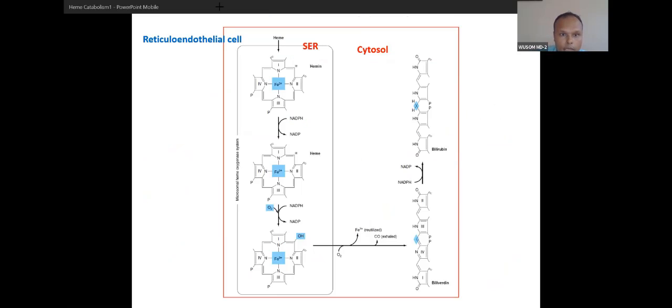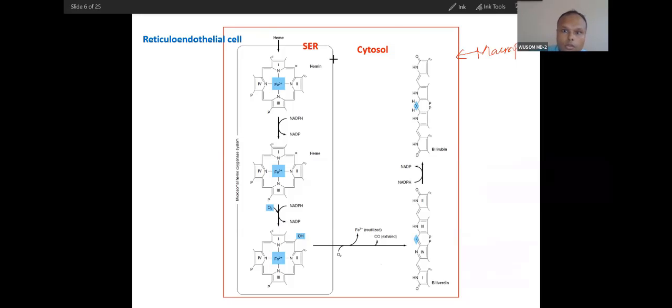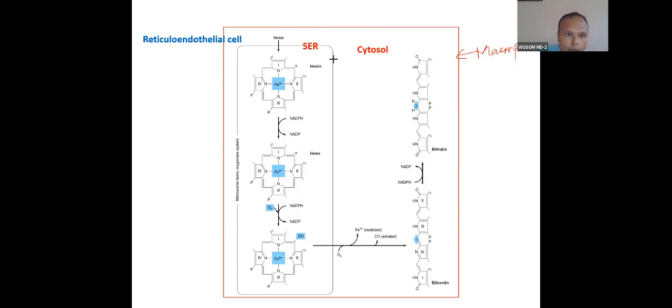So let's see this step. Inside the cell, inside the macrophage, consider this as the macrophage, the reticuloendothelial cell. In this macrophage, you will see first heme. This is the microsomal system, meaning the endoplasmic reticulum. Inside the endoplasmic reticulum of the macrophage, what will happen?